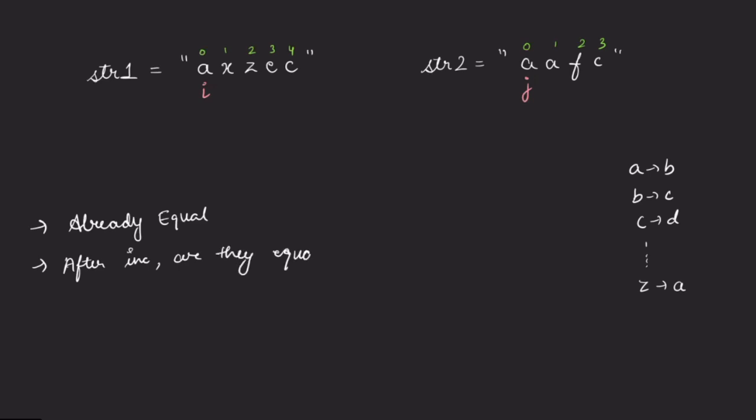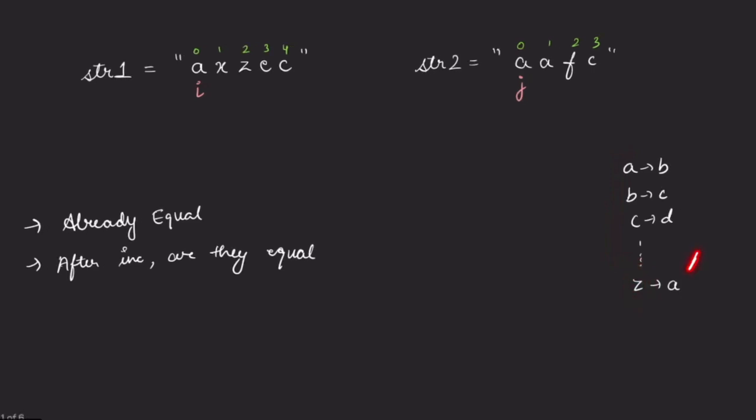Now after incrementing, you would have two cases. One is the normal case where A is converted to B, B to C, and so on, and the other case is when the character is Z. In that case, you would need to convert it to A, right? So that we will see in the code. How are we going to do that?